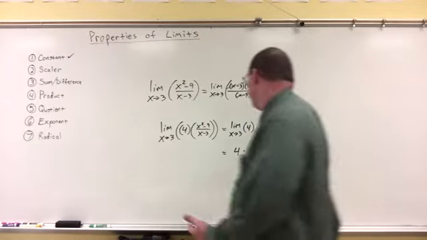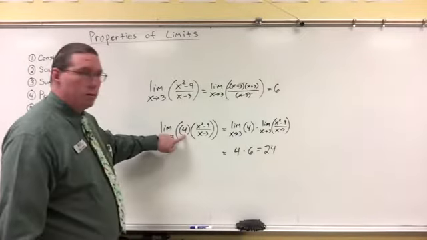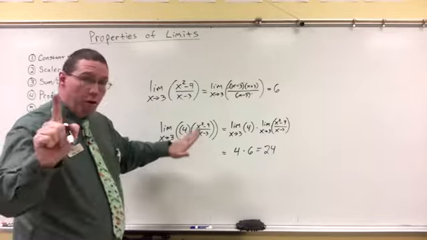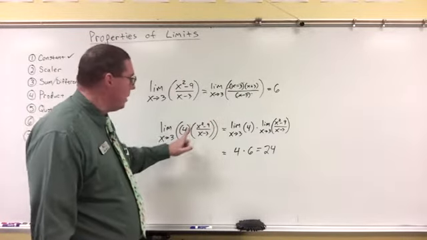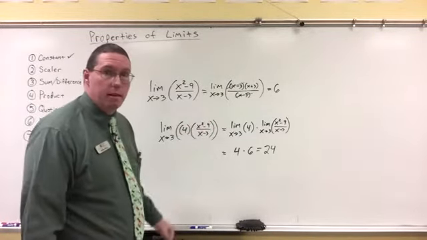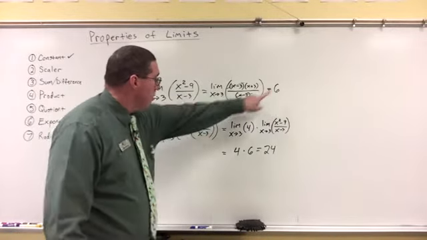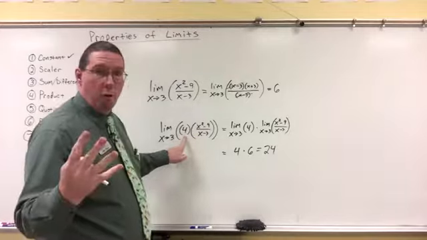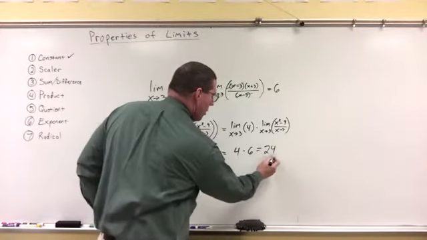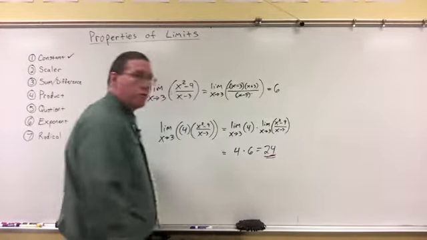So all you really have to do when you're doing a limit that includes a scalar is first find your regular limit, ignoring the scalar, find the limit of the function, then multiply that limit, 6, times 4 to get your answer, which in this case is 24.